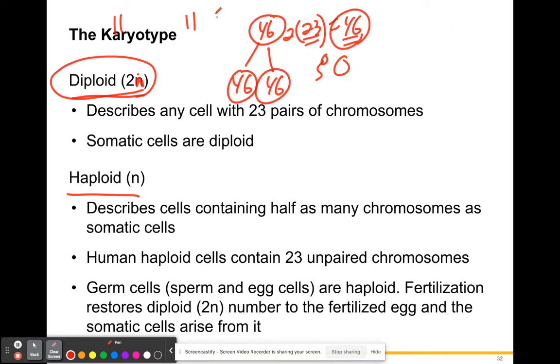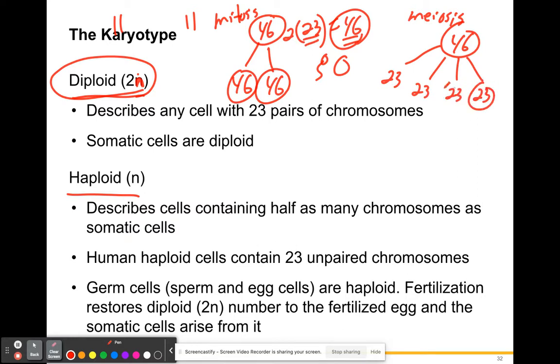So when a cell goes through mitosis, it creates diploid offspring. But then there's another process. So that was mitosis. There's another process called meiosis. Meiosis doesn't result in this. Meiosis takes a diploid cell and splits it into 4 cells with 23 each. These cells are called sex cells. If it was a male, they'd be all sperm. If it was a female, they'd be all ova.